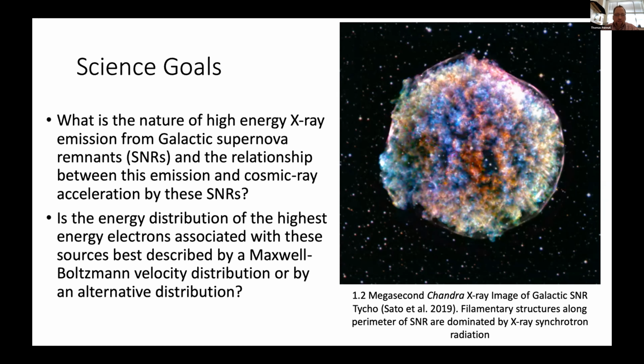So once we can detect this emission, another question becomes the distribution of the energies of these highest energy particles. Can you model these with a standard Maxwell-Boltzmann velocity distribution, or do you need an alternative distribution? Knowing the distribution of these electrons themselves actually has input into how these particles are accelerated and has important bearing from there.